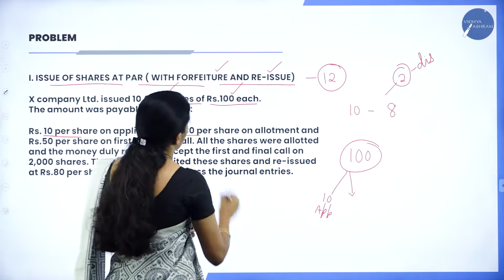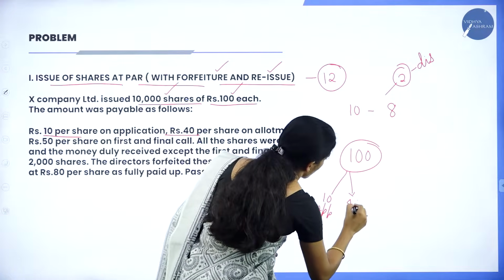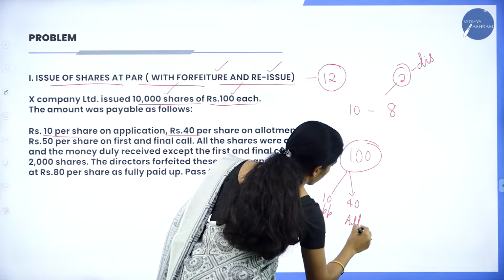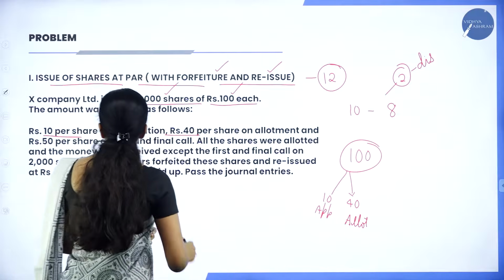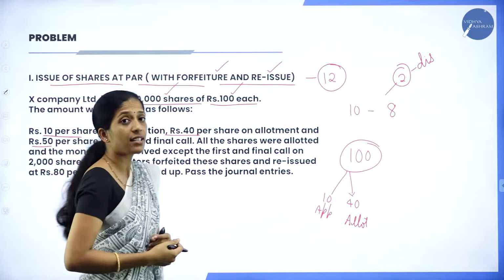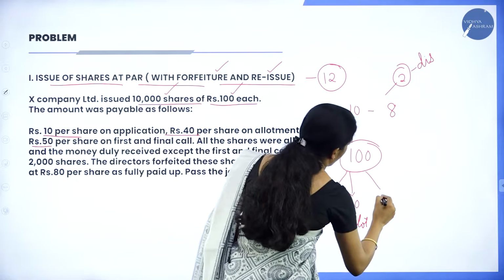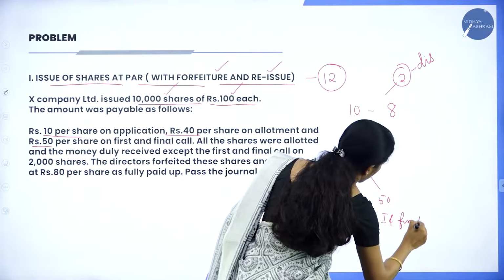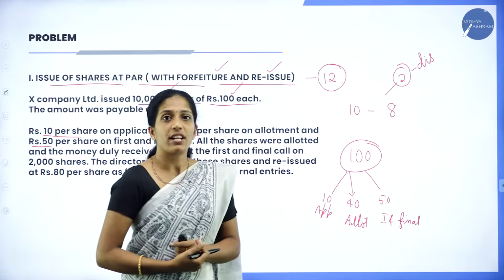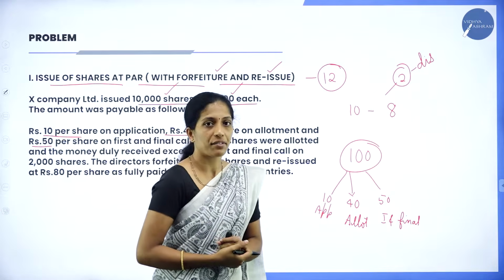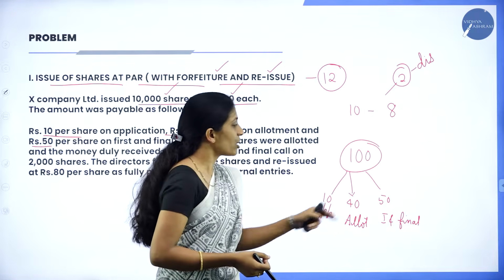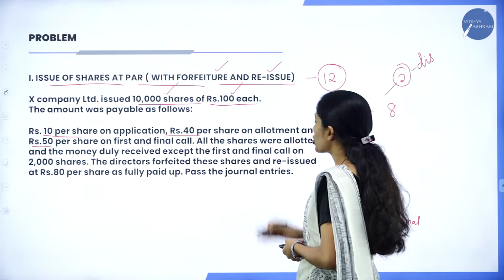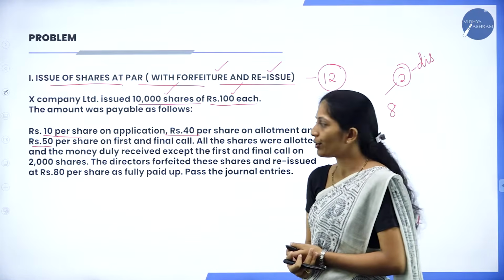Next, rupees 40 per share on allotment. So 40 is on allotment, and this is the allotment stage. And next what they have given, rupees 50 on first and final call. So these are the different stages in which they are going to collect 100 rupees: 10 on application, 40 on allotment, and 50 on first and final call. All the shares were allotted and the money duly received.